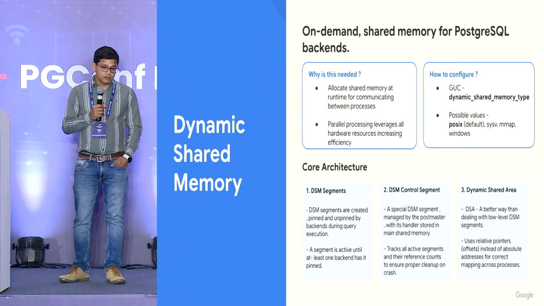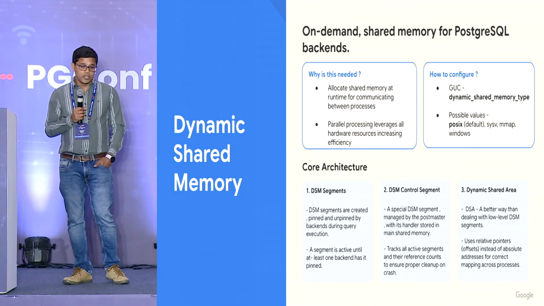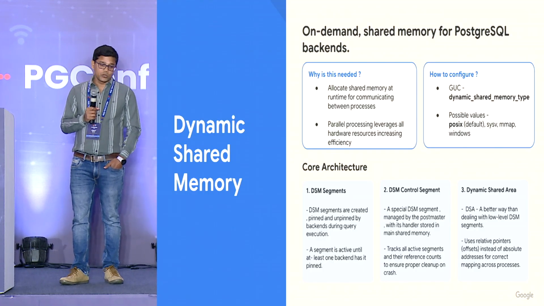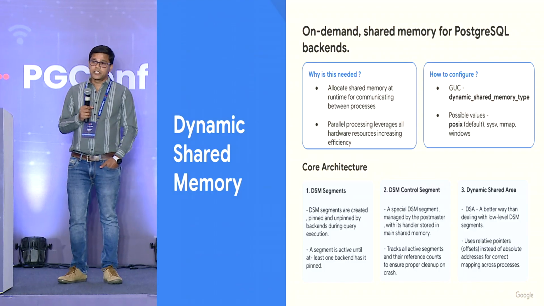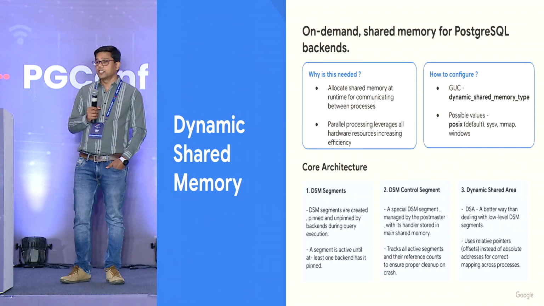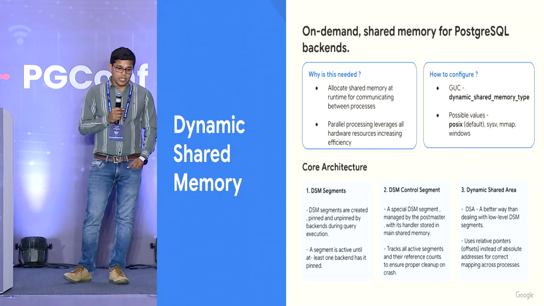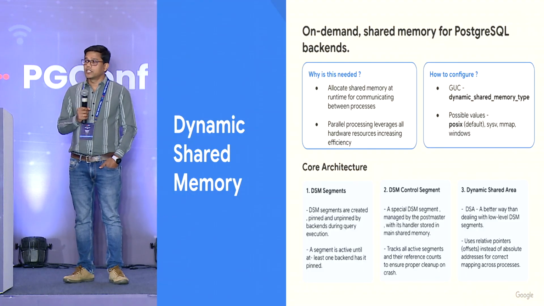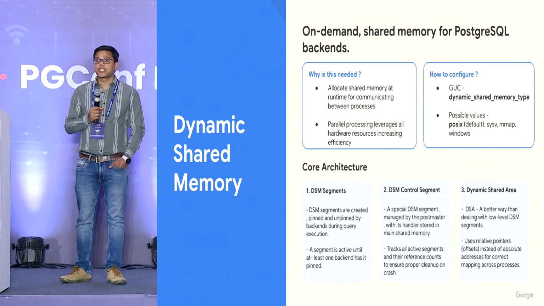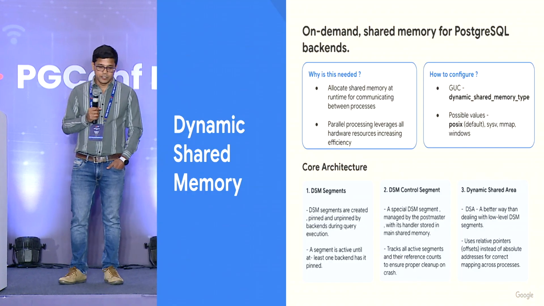So I'll just touch upon the high-level architecture. There are three core components of the DSM. The first is DSM segments. DSM segments are basically created, and this is also created at server start time, something similar to shared memory, but this is just a segment. It is not the actual memory here. Then the backend can pin and unpin that DSM segment to access it for their execution. And a segment stays active as long as at least one backend is accessing it.